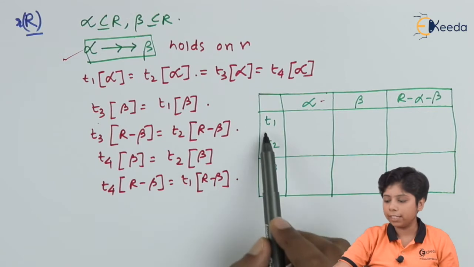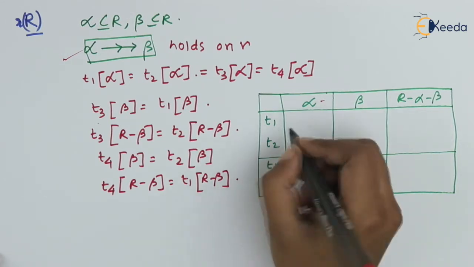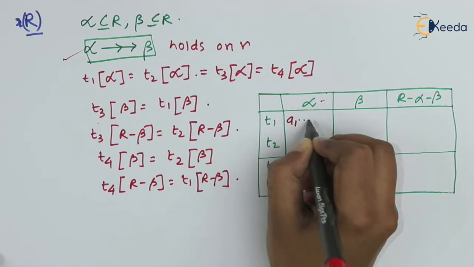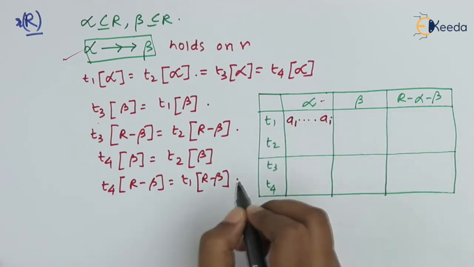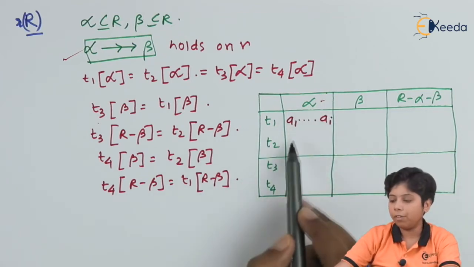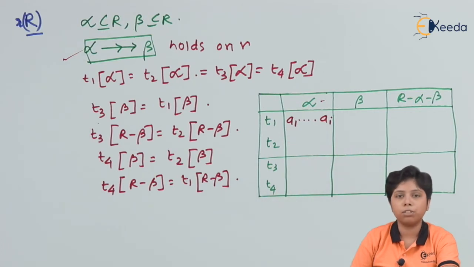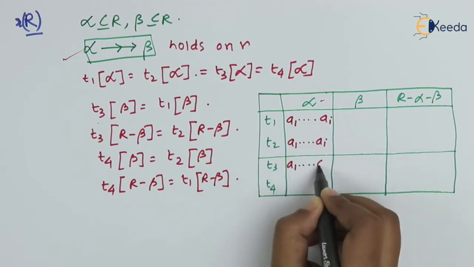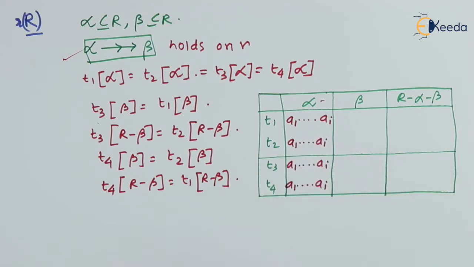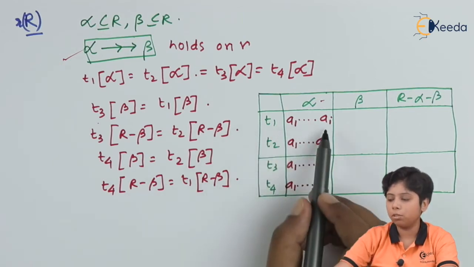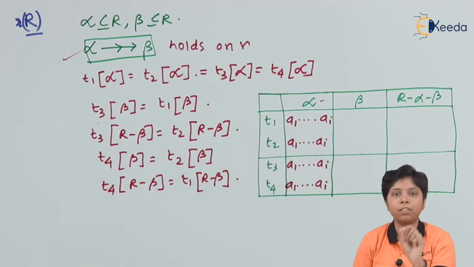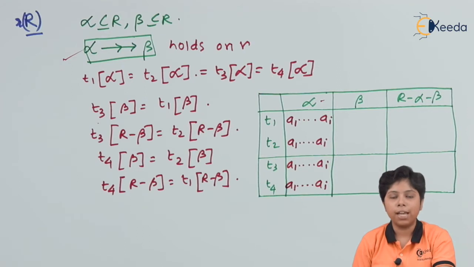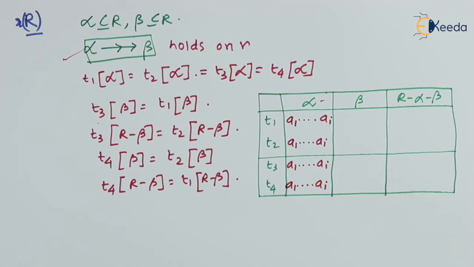Now what should this T1 look like? For alpha, we know that every value of T1 to T4 should be the same. Starting from A1, it should move to Ai, that is the ith value of that particular attribute A. Now the beta will start from Ai plus 1 and it will move till Aj.